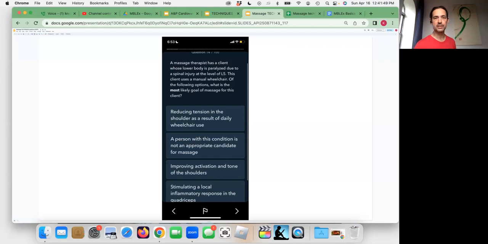A massage therapist has a client whose lower body is paralyzed due to a spinal injury at the level of L5. This client uses a manual wheelchair. Of the following options, what is the most likely goal of massage for this client? Reducing tension in the shoulder as a result of daily wheelchair use. A person with this condition is not an appropriate candidate for massage. Improving activation and tone of the shoulders, stimulating a local inflammatory response in the quadriceps.